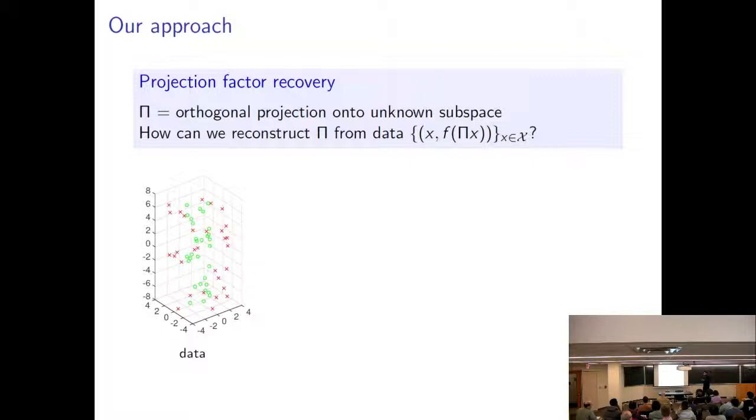Here's some data in R3. There are some green circles and red X's. If you're colorblind, you can still separate them. Okay. I promise that there exists a subspace such that you really want to project onto that subspace before you classify. Okay? Our job is to figure out what that subspace is. It feels like a dimensionality problem, a dimensionality reduction problem.